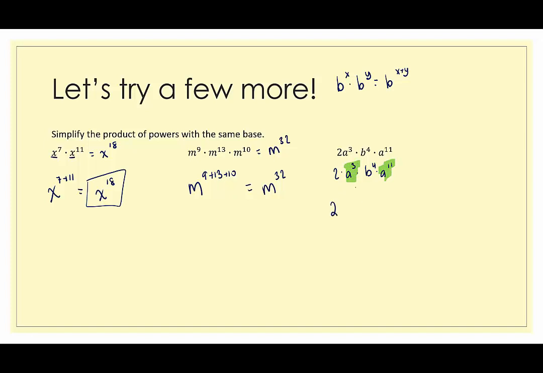We would have 2, and then when we combine the a to the 3rd times the a to the 11th, the commutative property says that I can multiply the things that do fit together, like the base a's. And so we could go off to the side and say this will be a to the third plus 11, and there will be 14 factors of a. So 2a to the 14th, and then we just bring down that b to the 4th.